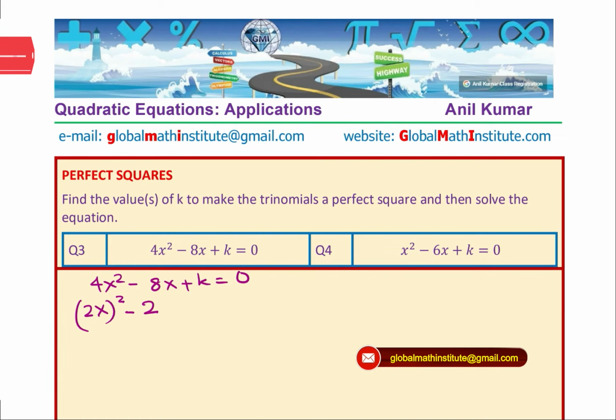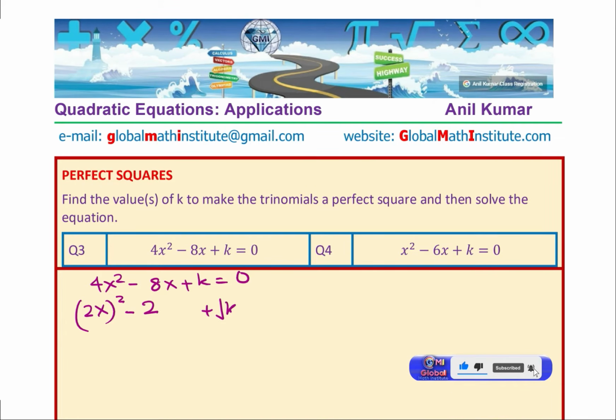It should be 2 times, and what is this? Can I make it a perfect square? Yes, I can, provided I have square root of k square here. Do you see that? Square root k square will give you k in this position plus k, and therefore I could write here 2 square root k times x, right? So we got these two terms, 2 times 2x, right? Correct. So be careful. 2x is your a, right?